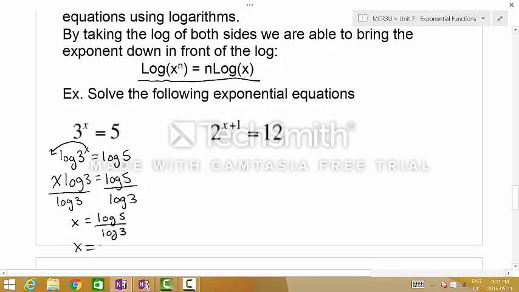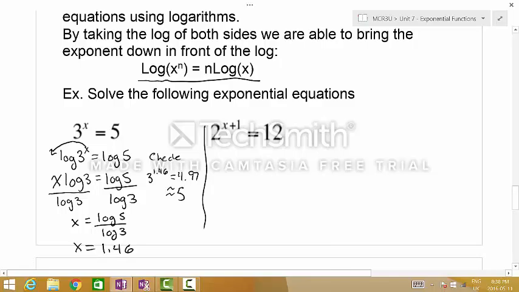So what we end up with is x is equal to log 5 divided by log 3, or x is equal to 1.46. If you want to check, you don't have to, but we can do 3 to the power of 1.46 in our calculator, and we end up with 4.97, or essentially we end up with 5, which is what we're looking for. So we'll try some more examples.